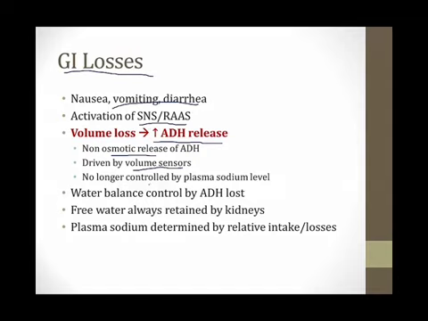In other words, the ADH level is no longer controlled by the plasma sodium level. This means that water balance control by ADH has now been lost. Free water is going to be always retained by the kidneys because the ADH level is always high. In this situation, your plasma sodium level is determined by your relative intake and losses, and thus it is very easy to develop hyper or hyponatremia in the setting of GI losses because the ADH release is no longer controlled by the plasma sodium level.